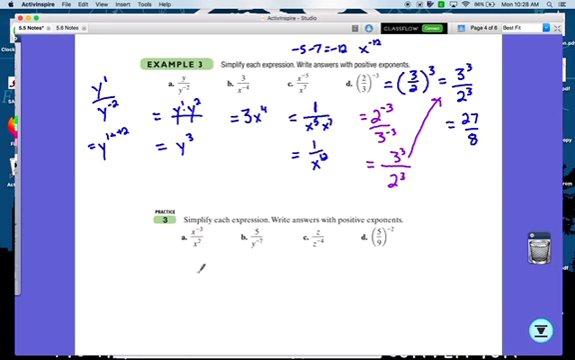All right, here are your answers. 1 over x to the fifth. I'll have 5y to the seventh. This will end up being z to the fifth. And then this one will end up being 9 squared over 5 squared, which is 81 over 25.